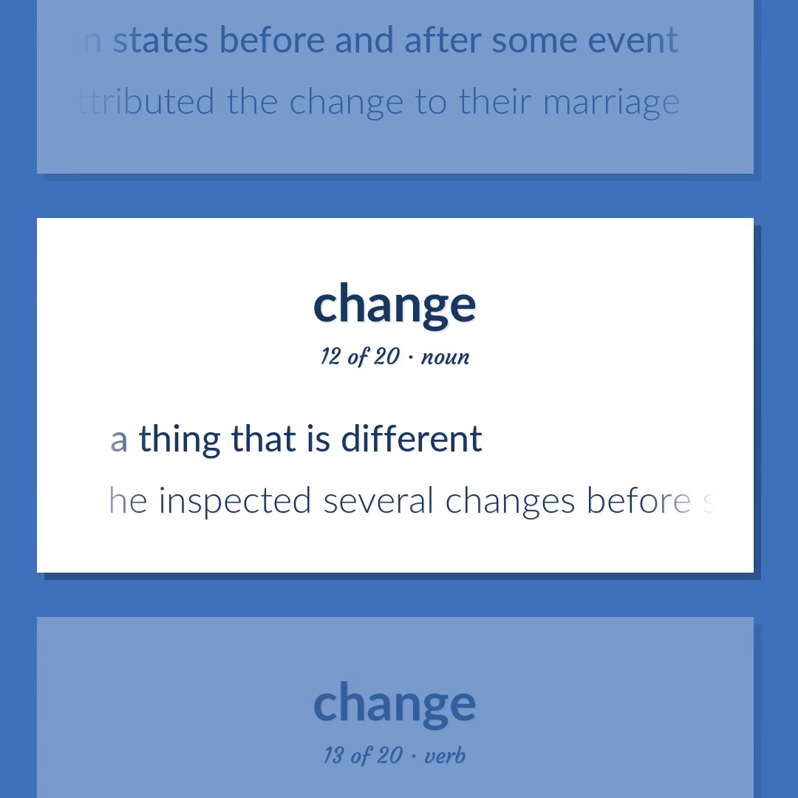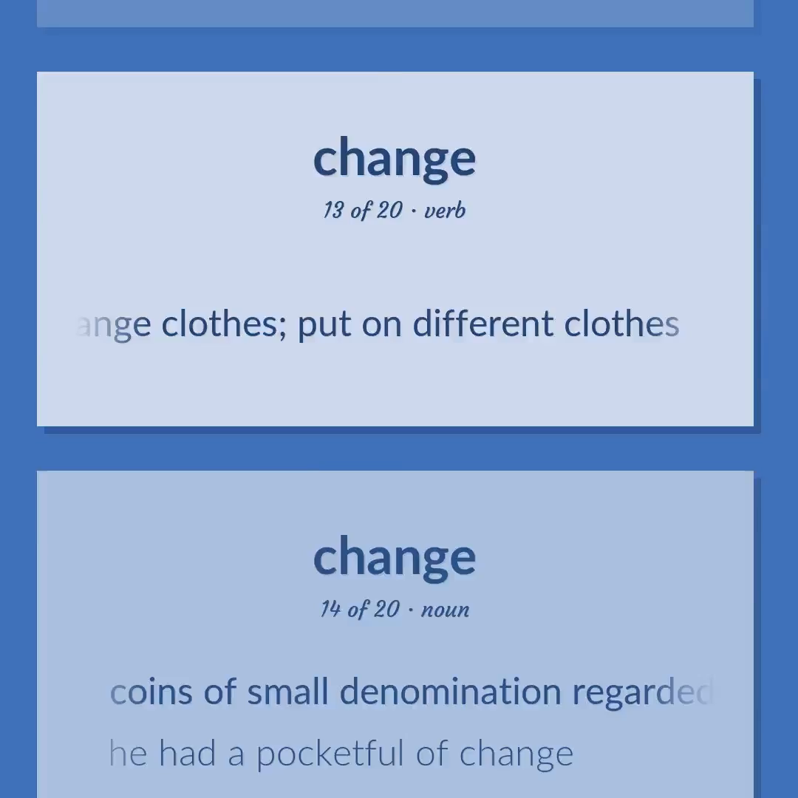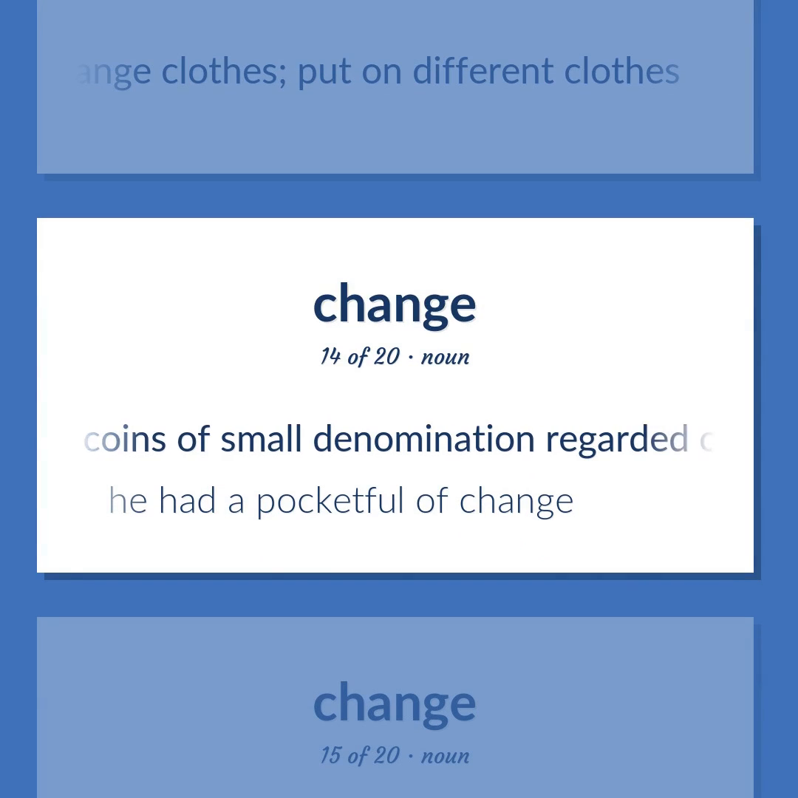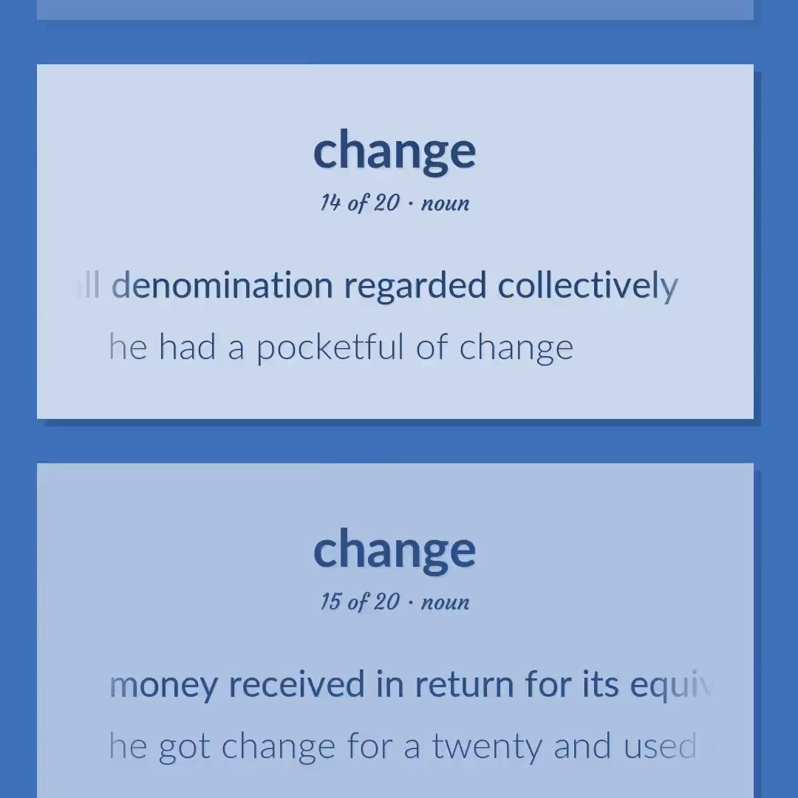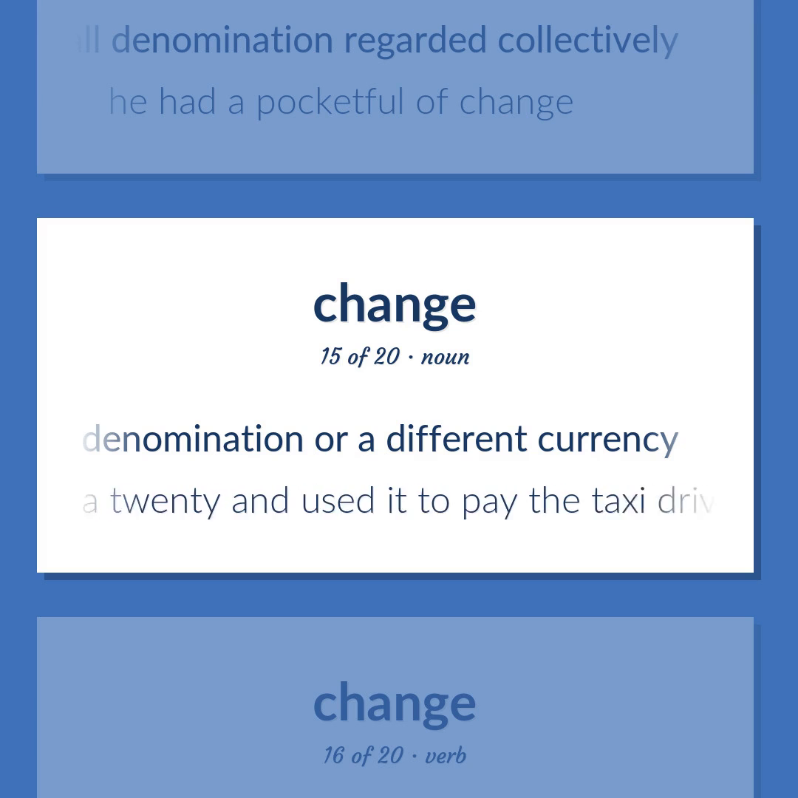A thing that is different. He inspected several changes before selecting one. Change clothes. Put on different clothes. Coins of small denomination regarded collectively. He had a pocketful of change. Money received in return for its equivalent in a larger denomination or a different currency. He got change for a 20 and used it to pay the taxi driver.